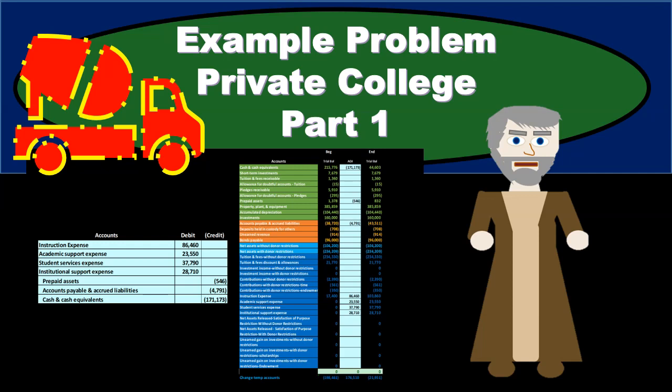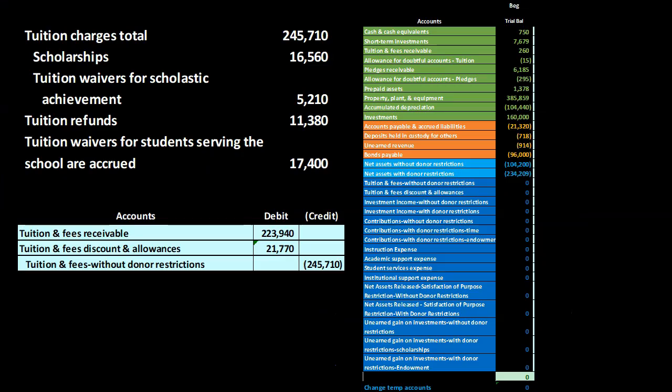In this presentation, we will take a look at part one of an example problem related to a private college, where we will be recording transactions for a private college. We're going to have the information on the left side. We're going to be journalizing that information down below, posting that to the trial balance. The trial balance will be in order.